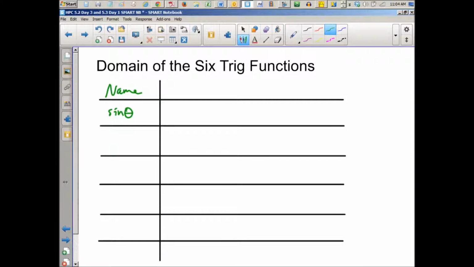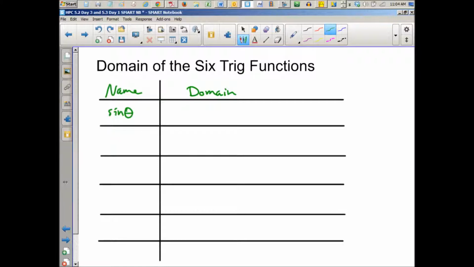Okay, what is the domain of sine theta? This is like asking, if you pulled out your calculator and you type sine something, is there a something you cannot type? Is there some number you could do sine of it and then it would say error on the screen?